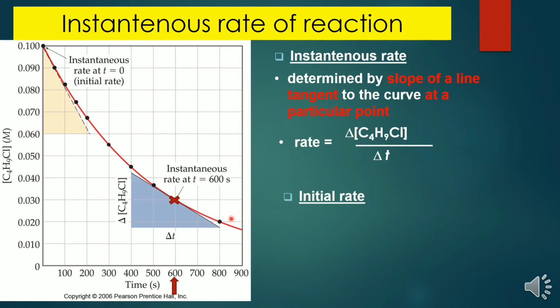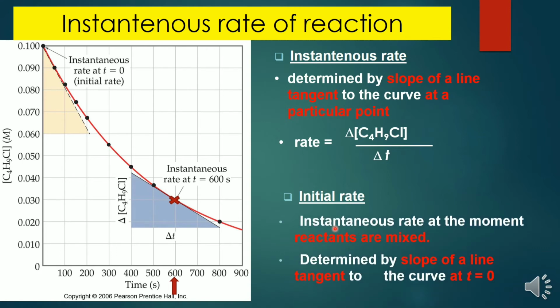And the initial rate is when our time is equal to 0, meaning the rate when you start mixing the reactants. So it will be determined by the gradient of the line tangent to the curve when t is equal to 0.